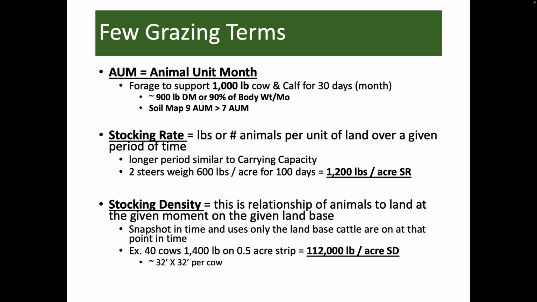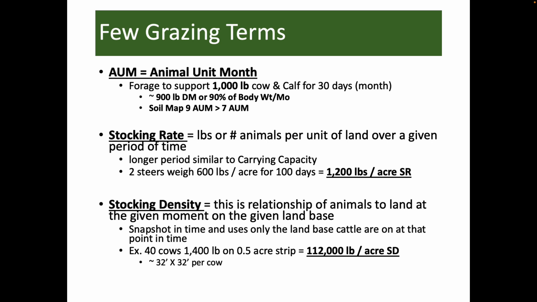So an animal unit month is the amount of forage to support a 1,000-pound cow. Now, some people in this room might have a 1,000-pound cow. Some of y'all might have a little more. And calf for 30 days. So if we had, say, a 1,300-pound cow, right off the bat, she's over that one animal unit month, right? So that's about 900 pounds of dry matter, or about 90% of the body weight. So 1,000-pound animal, 90% of the body weight. That's where we come up with that 900-pound dry matter.